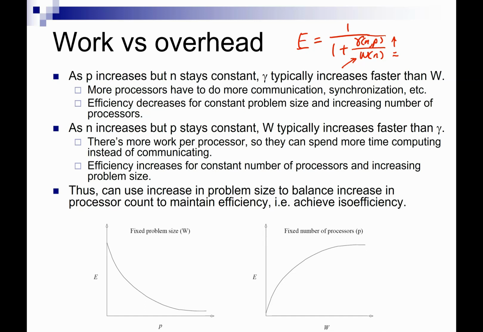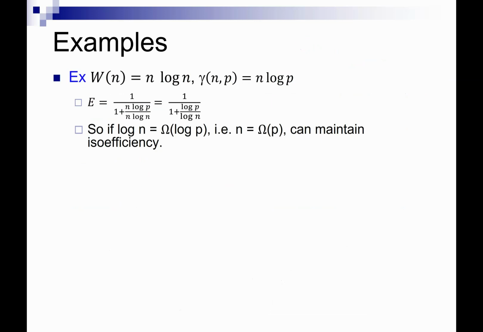So now let's do some actual examples for this. Suppose we have a problem where the amount of work as a function of problem size is equal to n log n, and the overhead is going to be n log p. This is our assumption for the problem. Then the efficiency is going to be equal to 1 over 1 plus the overhead divided by the work. So if you simplify that, you get this expression.